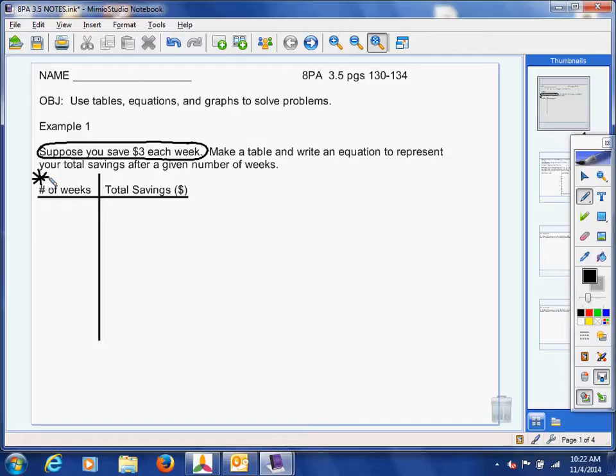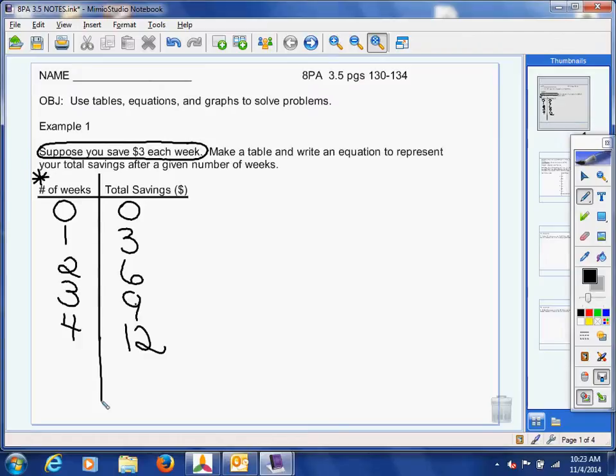Let's say we're at the very beginning. It's week 0. How much money have we saved? None. We haven't started yet. A week has passed. How much money do we have? We have $3. 2 weeks have passed. We now have $6. 3 weeks have passed. We have $9. 4 weeks have passed. We have $12. I told you we should save more money than this. All right, 5 weeks have passed.